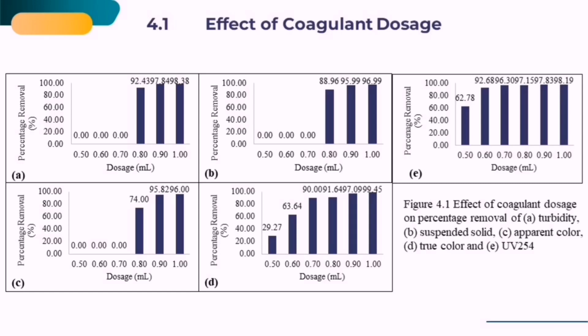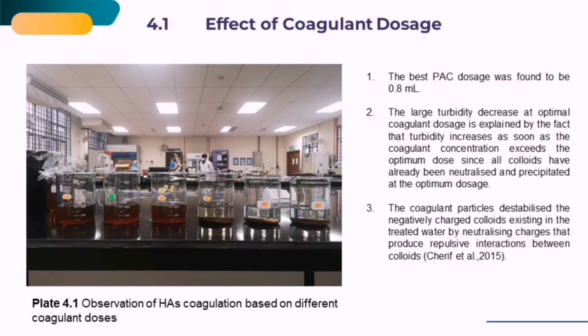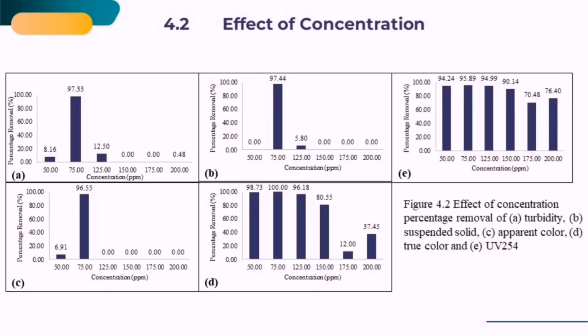Effect of coagulant dosage. Bar graph shows that the best polyaluminium chloride dosage was found to be 0.8 ml based on the percentage removal of the parameters. The large turbidity decrease at optimal coagulant dosage is explained by the fact that turbidity increased as soon as the coagulant concentration exceeds the optimum dose, since all colloids have already been neutralized and precipitated at the optimum dosage. The coagulant particles destabilize the negatively charged colloids existing in the treated water by neutralizing charge that produce repulsive interactions between colloids.